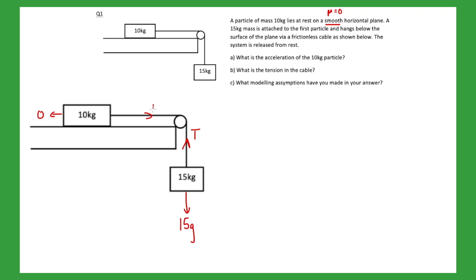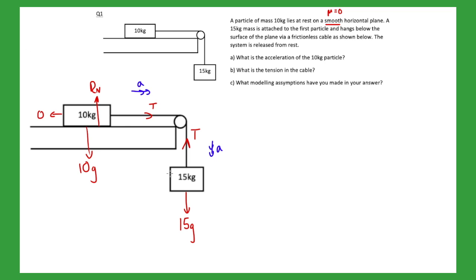We have our T this way. I also might want to just label on the 10G down and reaction normal this way. This is just a good habit to get into and will help us in further questions. Now, my acceleration, which way is it going to go? Well, having a look at this, it's going to go this way. So this one's going to move down and this one's going to move right. Okay, right, now we can have a go at the question.